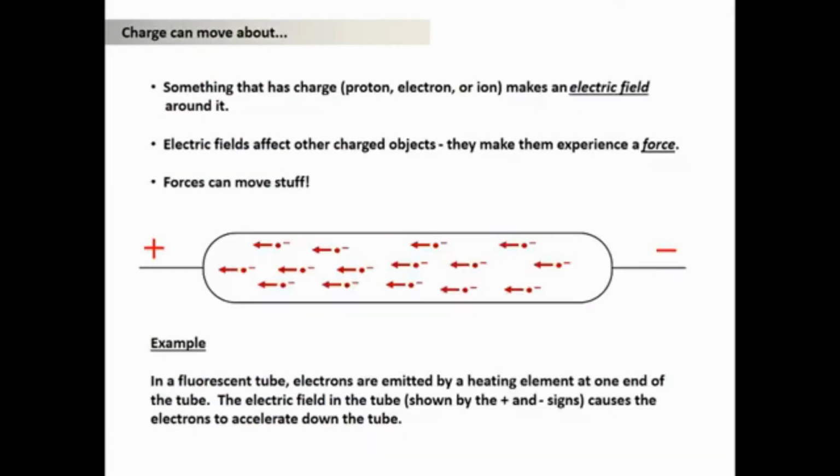Something that has charge, a proton, electron, or ion, makes an electric field around it. Electric fields affect other charged objects. They make them experience a force. Forces can move stuff. In a fluorescent tube, electrons are emitted by a heating element at either side of the tube. The electric field in the tube causes the electrons to accelerate down the tube.